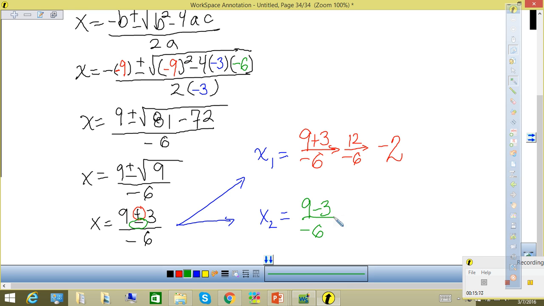What is 9 minus 3, sorry? 6 over negative 6. What is 6 over negative 6? Negative 1. And guess what? These are my x-intercepts, my zeros, my roots, and my solutions.